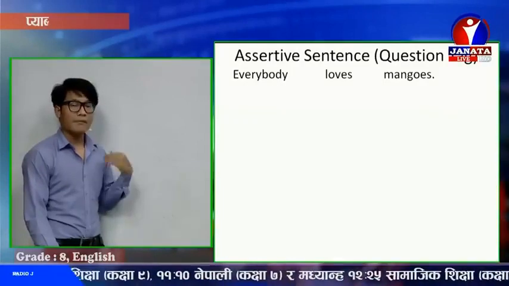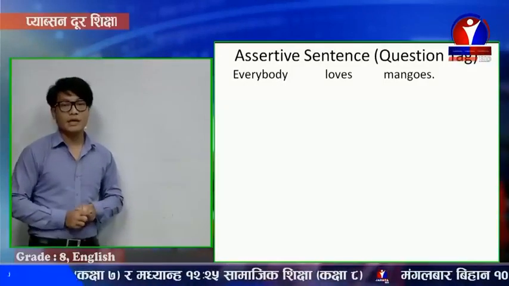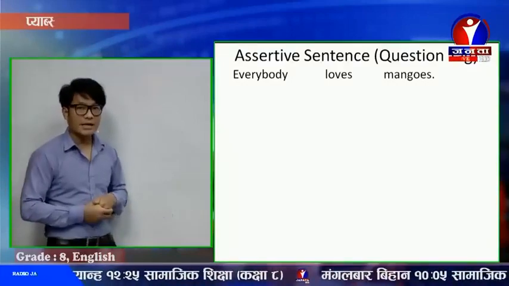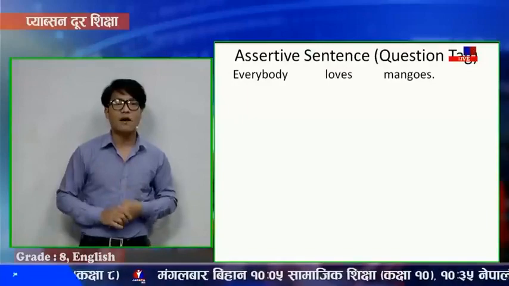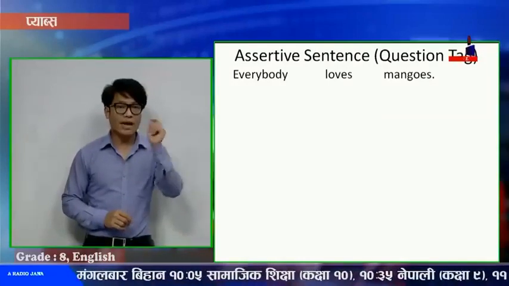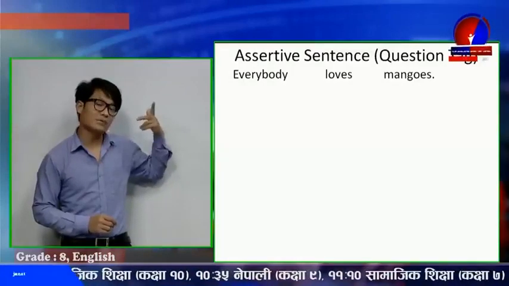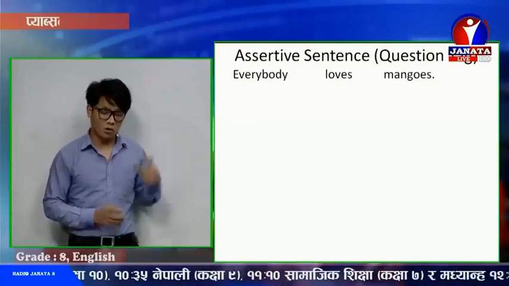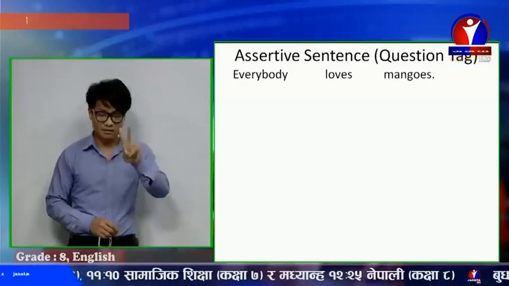So let's start. You can see here, "Everybody loves mangoes." Obviously this is simple present, and I had told you that simple present's auxiliary verbs are do and does. You can see here LOVES, loves, verb 5. That's why it's simple present, so it has two auxiliary verbs: do and does.